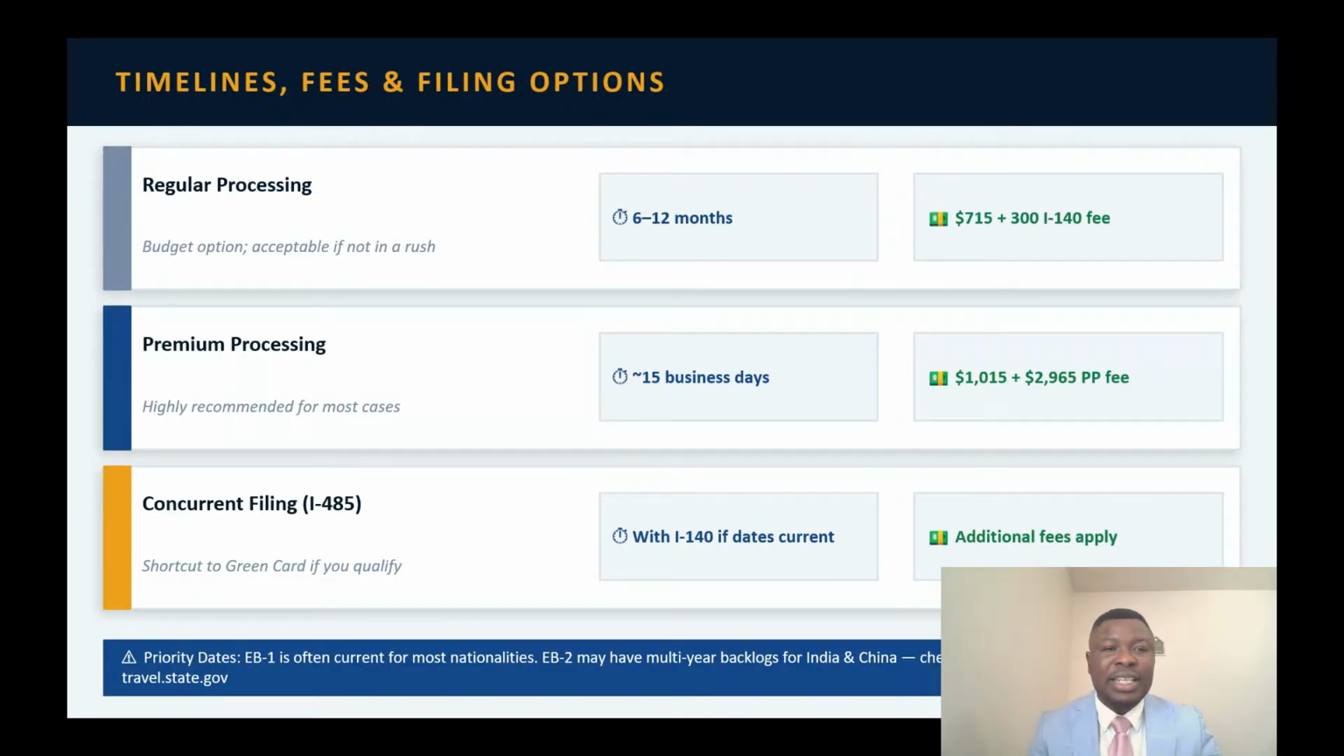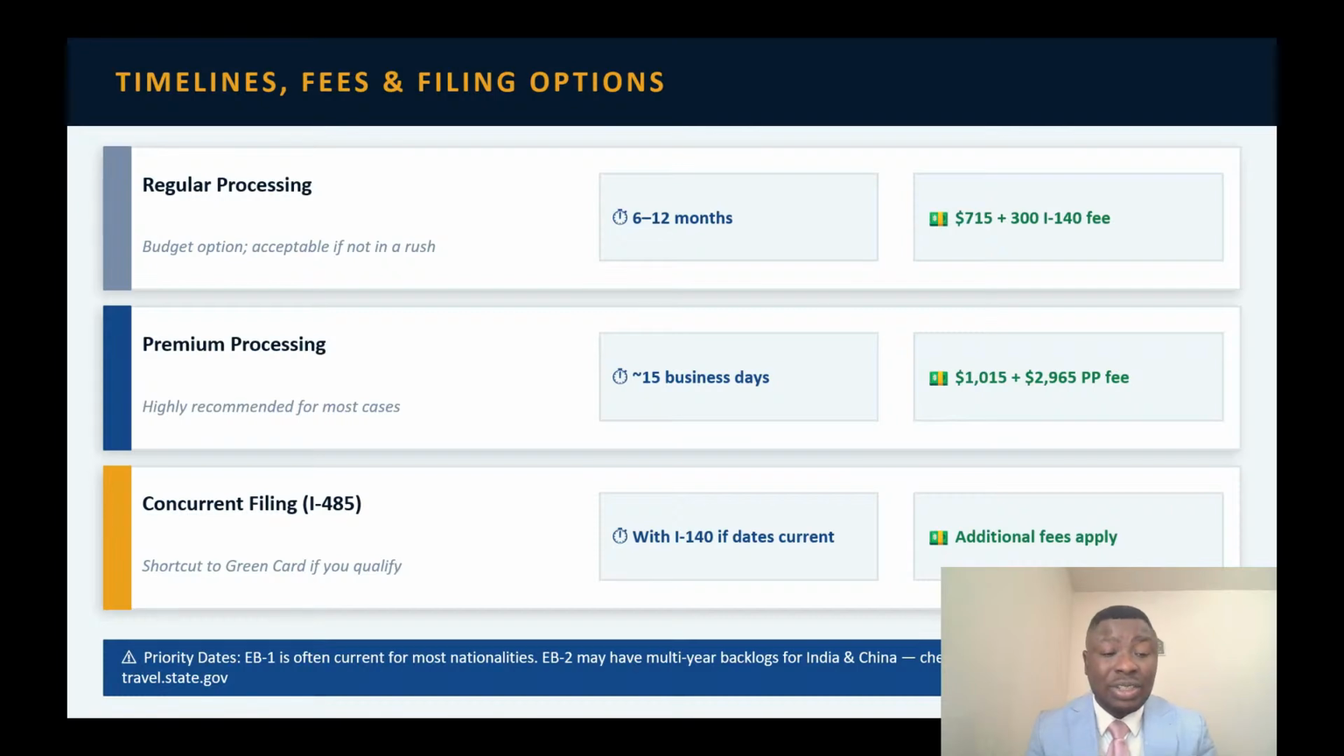Now let's look at timelines, fees, and filing options. Regular processing. So this is a budget option. It is acceptable if you're not in a rush. It used to be 6 to 12 months, but today I've had people who filed since 2004 who have not yet heard back from USCIS. So if you are doing regular processing, you will pay $750 plus $300. That is the I-140 fee.